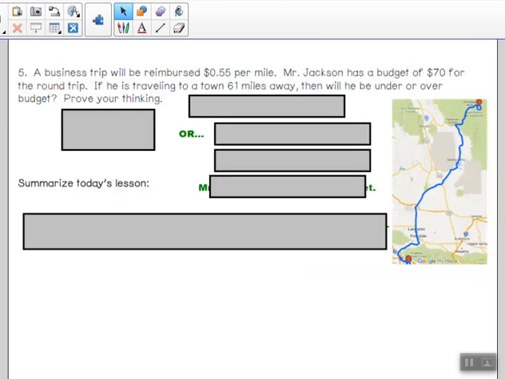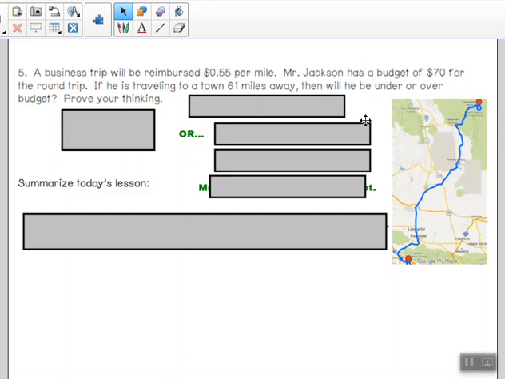All right, this last problem here. A business trip will be reimbursed 55 cents per mile. Mr. Jackson has a budget of $70 for the round trip. If he is traveling to a town 61 miles away, will he be under or over budget? Prove our thinking. So I included a little map here just to give us a visual.